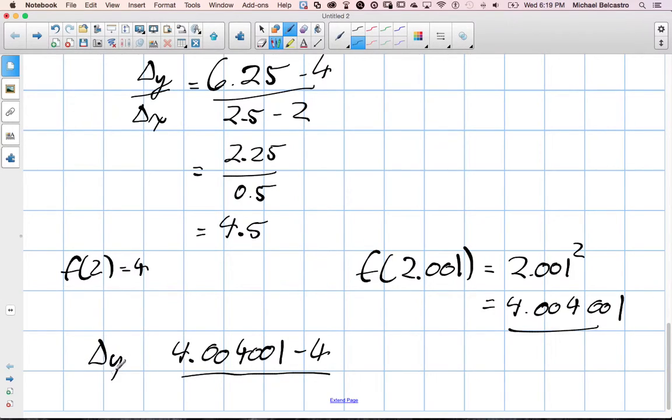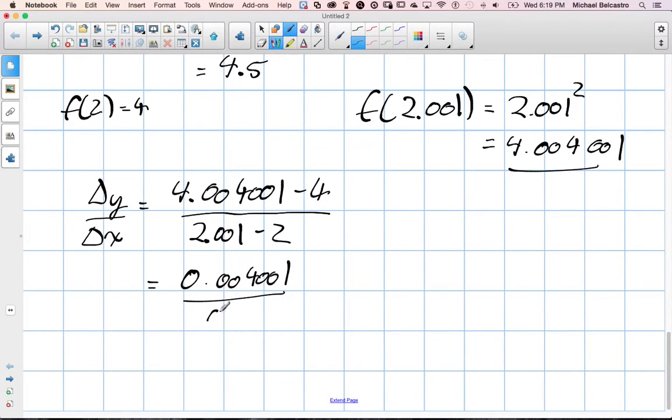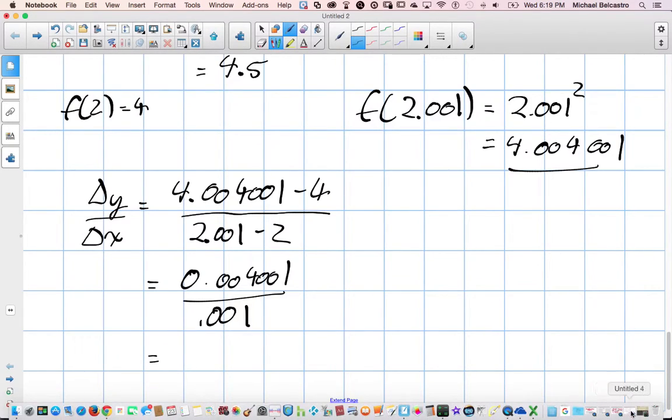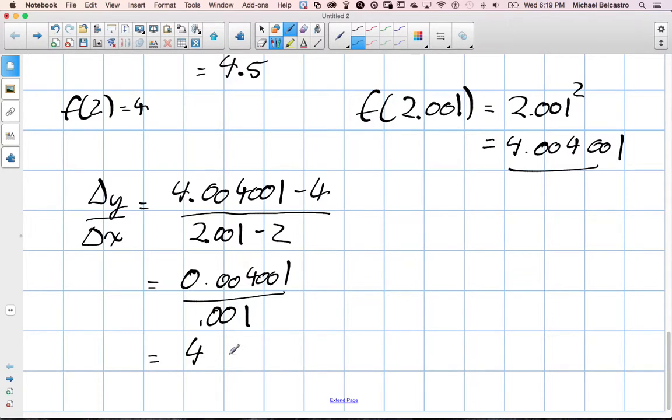So that's the change in y over the change in x here, which is 2.001 subtract 2. So now we're using really small decimals. We're going to get 0.004001 over 0.001. Okay, so what is this as a rate of change? Let's find out with our lovely calculator here. 0.004001 divided by 0.001 is 4.001. Okay, so this slope is 4.001, and I do need to get a bigger view of this here.